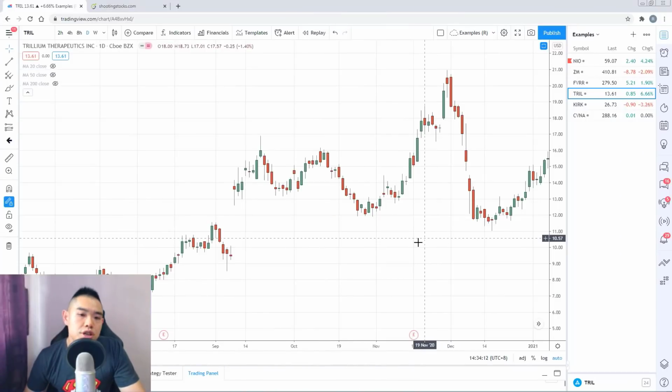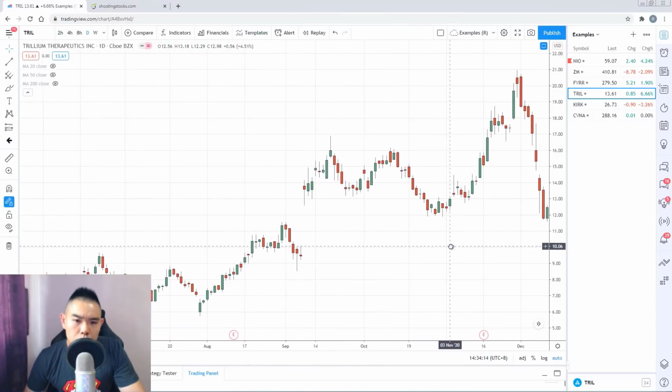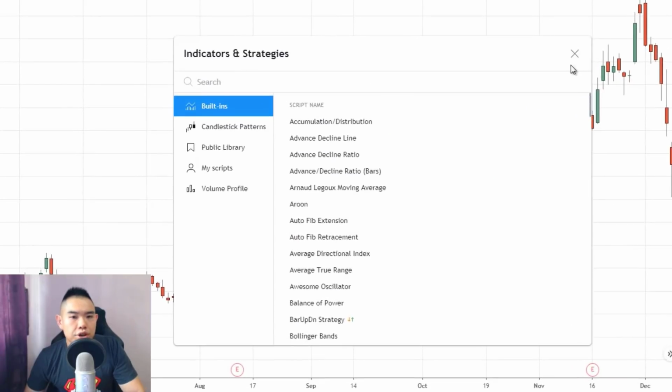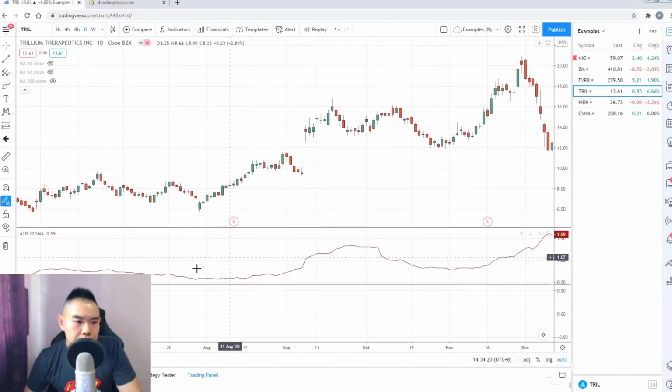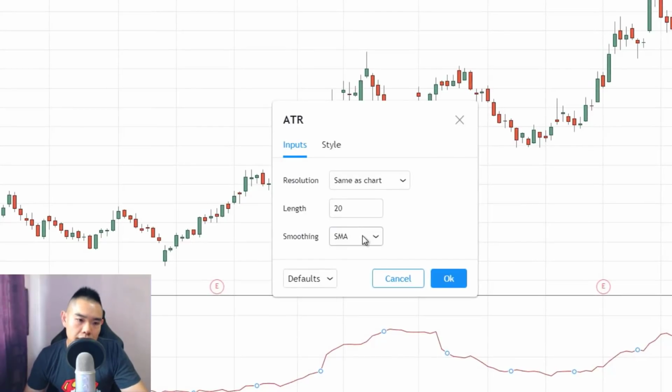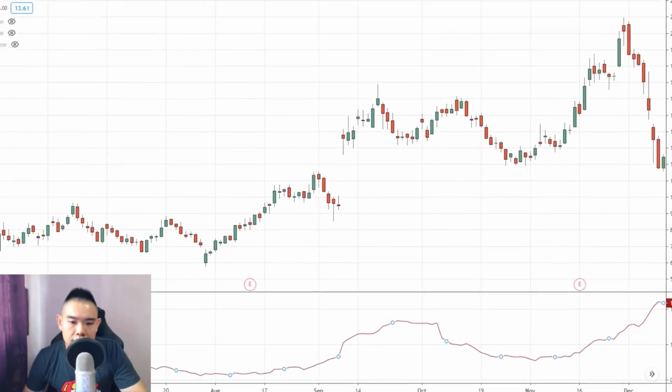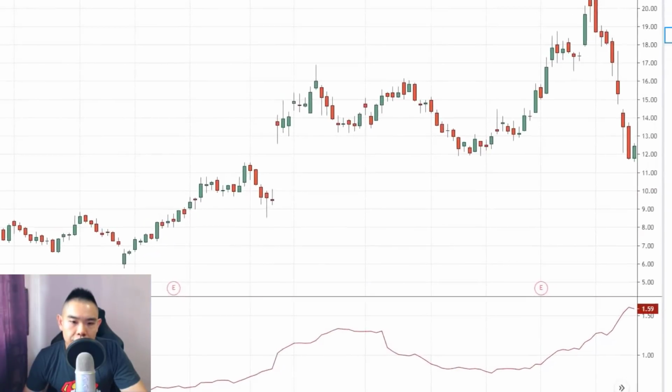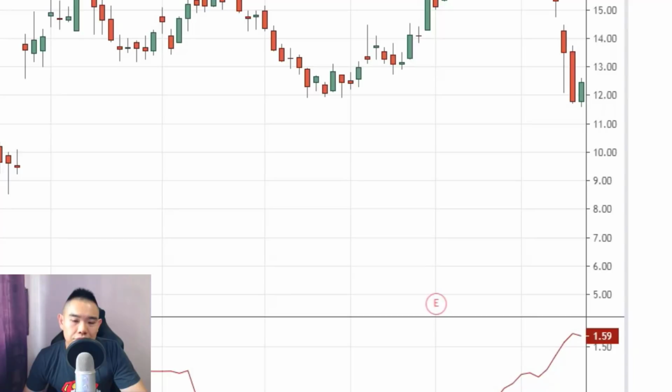This Trillium Therapeutic example. What I'm going to do is pull out the average true range indicator. I use a 20 period because there are 20 trading days in a month, and I use SMA just to be consistent and keep things simple. You can see that right now, the average true range is about $1.59. I'm going to keep things simple and round it up to $1.60, as you can see over here.